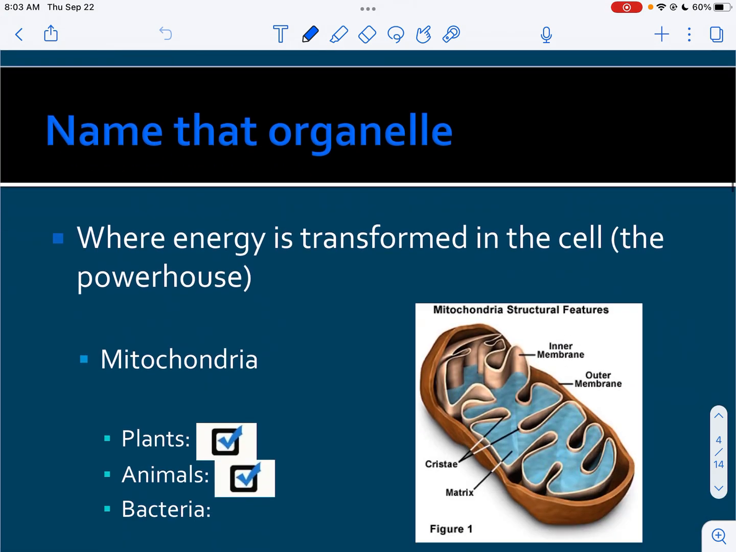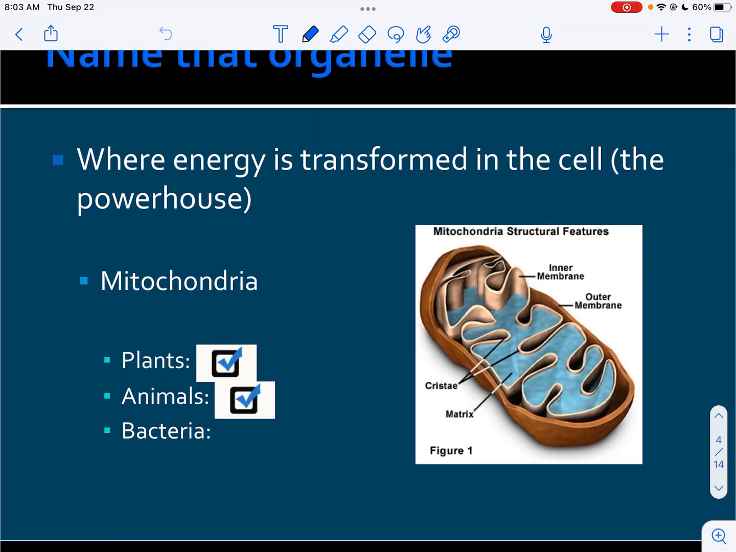Next one up, how many people remember the mighty, mighty mitochondria? You did it in what, 6th grade? Mighty, mighty mitochondria. Everybody can tell me, it's the powerhouse of the cell. But what does that actually mean? What does power do? It gives you energy, right?